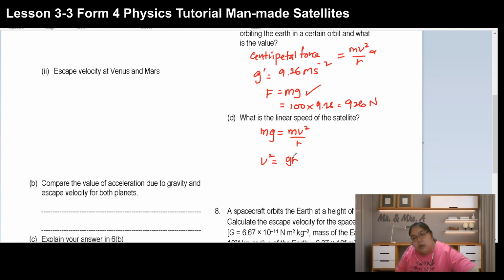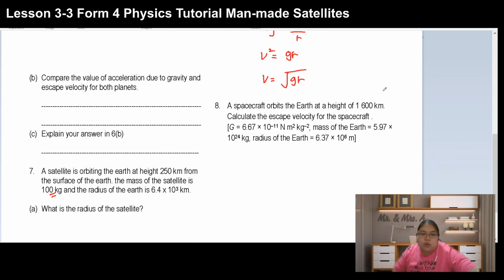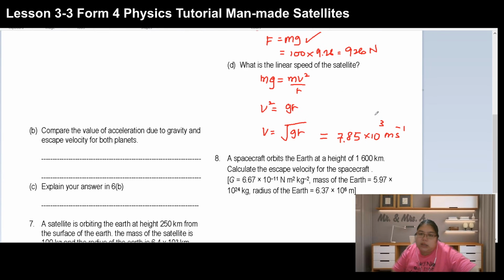g is the gravity at the satellite, r is the radius of the satellite's orbit. So to find v, you take the square root of gr. The g we already got, 926. What is the r? The r is the total, just now you found it, the radius of the satellite's orbit. After that you get the answer, 7.85 times 10 to the power of 3 m s^-1. This is the answer for the linear speed of the satellite.